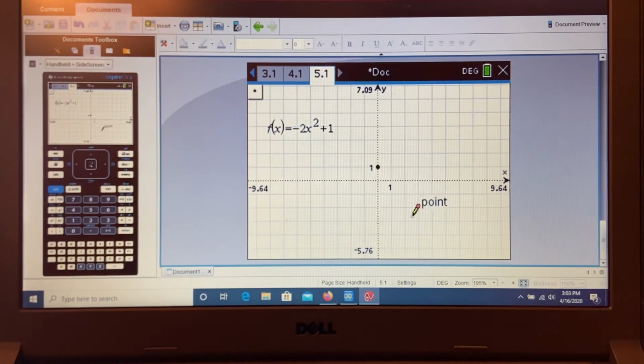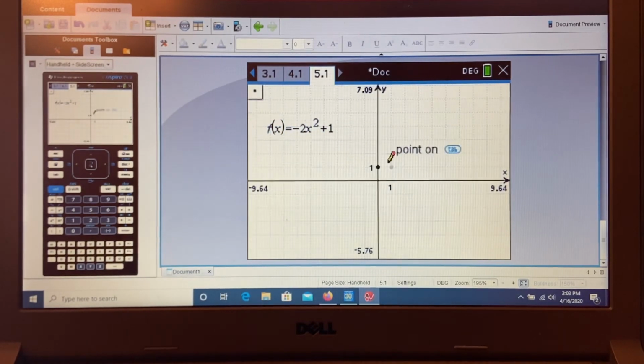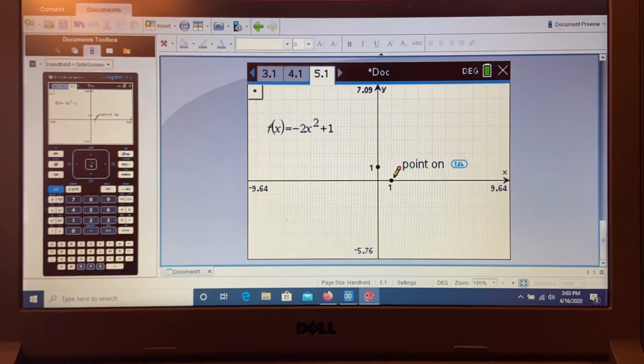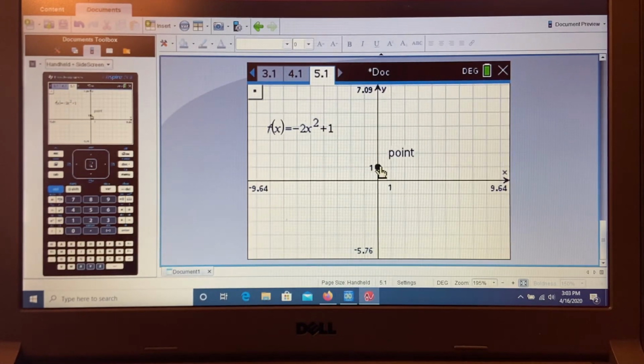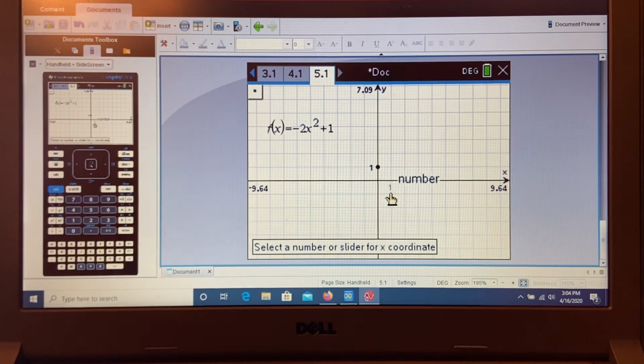So it's going to open down, and our a value is 2, which is going to make the quadratic thinner than the parent function. So instead of going over 1 and down 1 like the parent function will, we have to multiply our y value by 2. So 1 times 2 is 2, so over 1 and down 2.